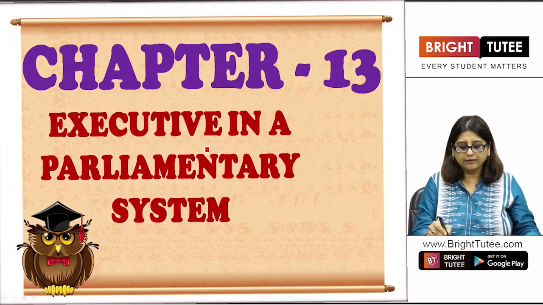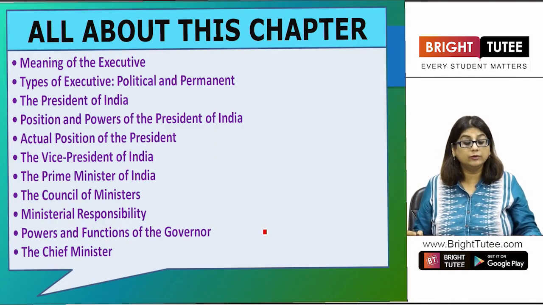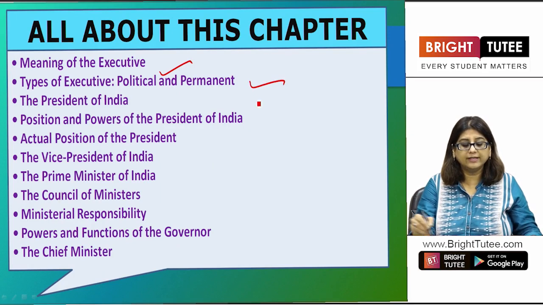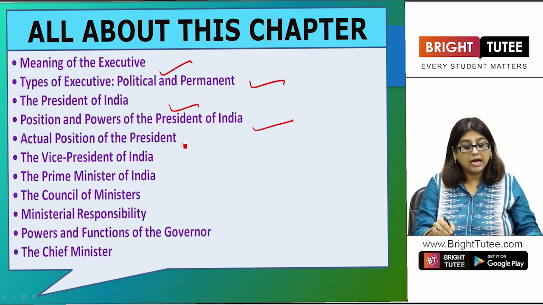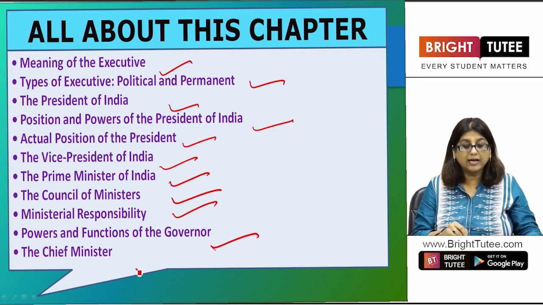Once again, I'm here with chapter number 13, Executive in Parliamentary System. In this chapter, we are going to learn so many things: the meaning of the executive, types of executive, President of India, position and powers of the President of India, actual position of the President, the Vice President, Prime Minister, Council of Ministers, ministerial responsibilities, power and functions of the Governor and the Chief Minister.